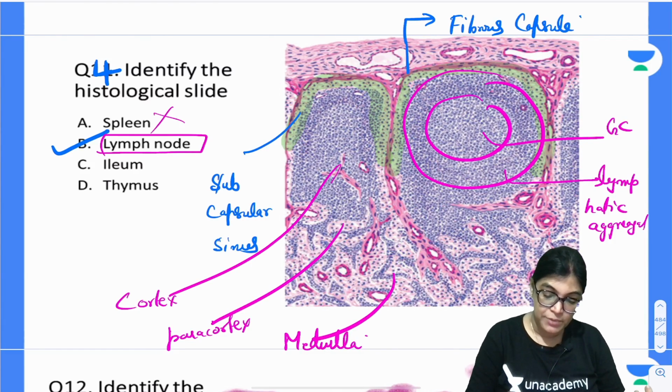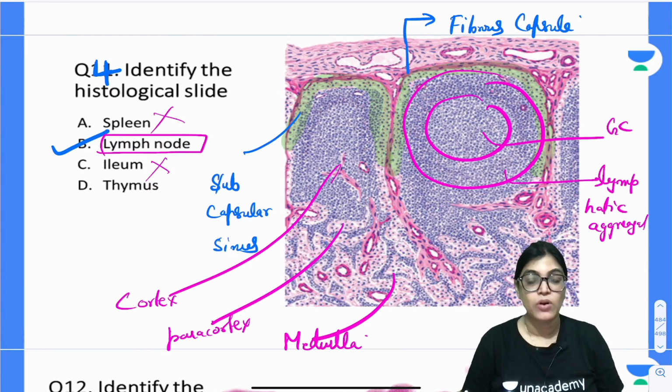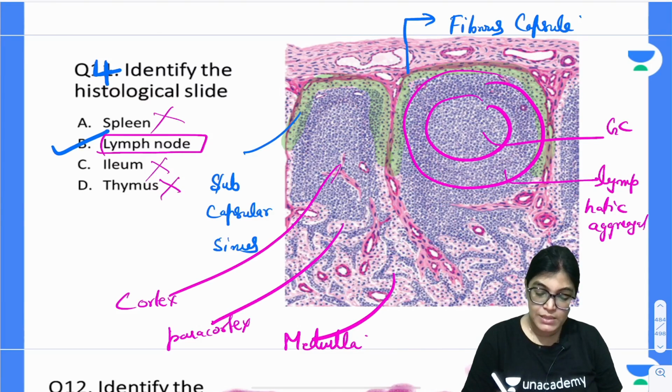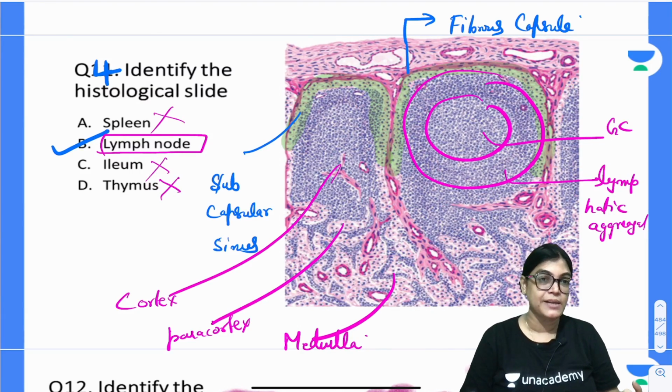It is not spleen, as red pulp and white pulp are not seen. Not ileum, because GIT features are not seen, all the 4 layers have not been seen, and the lining epithelium would be simple columnar. Thymus is not, because Hassall's corpuscle is missing. There is no Hassall's corpuscle seen in this slide. So, we have got the correct answer B, lymph node.